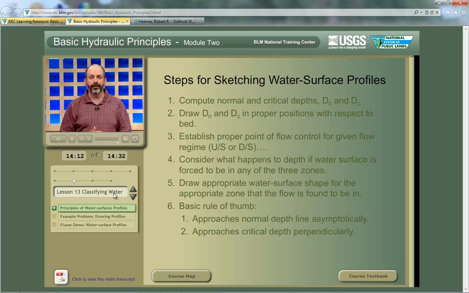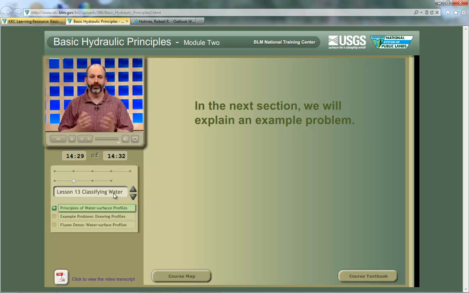You would then draw the appropriate water surface shape for the appropriate zone that the flow is found to be in. And the basic rules of thumb to follow are that the water surface will want to approach normal depth asymptotically, and it will want to approach critical depth perpendicularly. In the next section, we're going to work through an example problem.